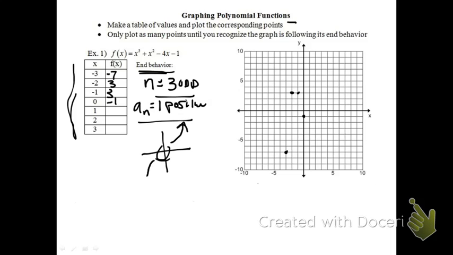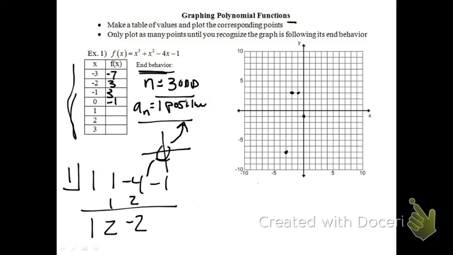If I plug in 1 into 1, 1, -4, -1, I get 1, add, I get 2, multiply, I get 2, add, I get -2. If I multiply 1 and -2, I get -2. If I add, I get -3. So when I plug in 1, I get -3. So 1, -3 is right there.